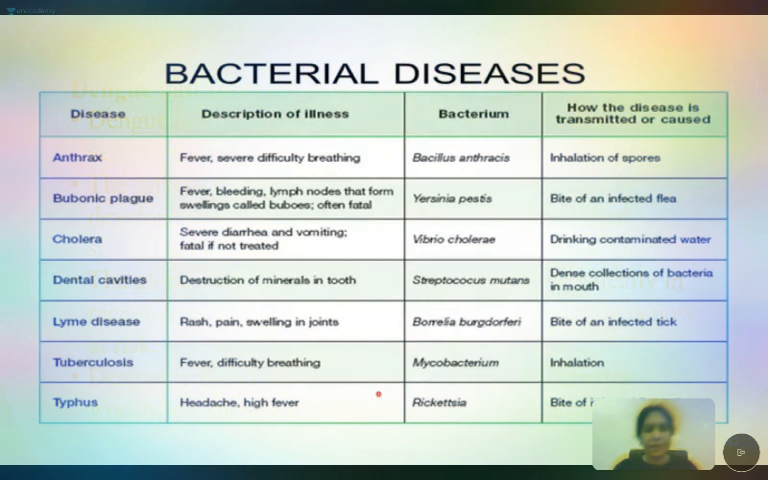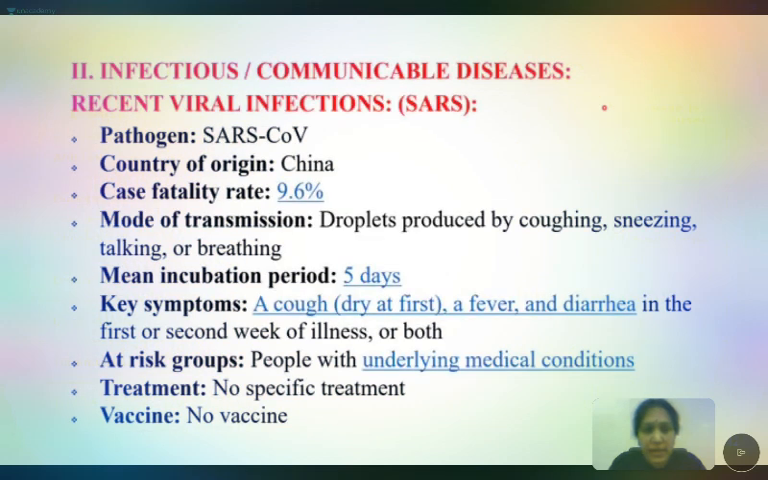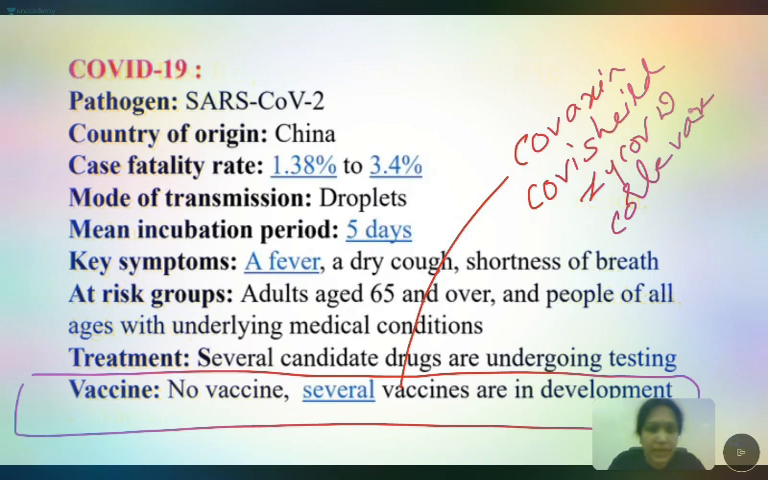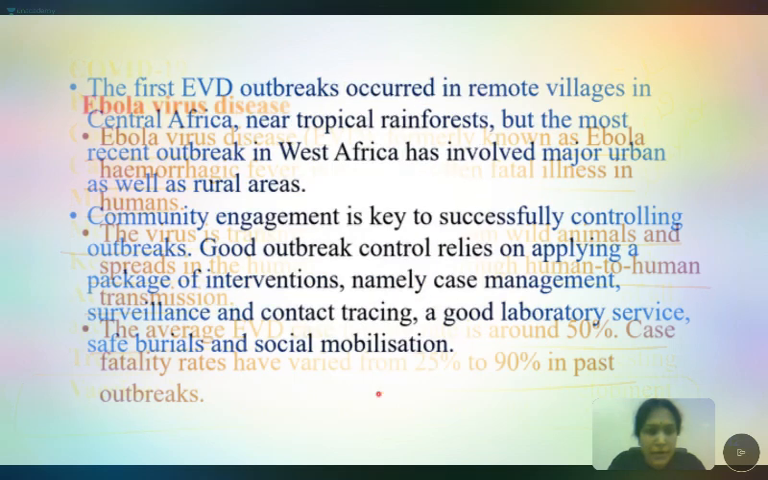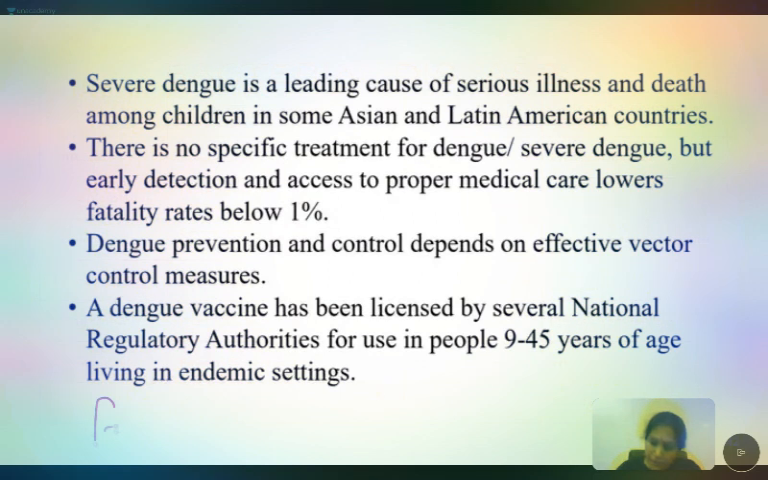So what I have done is I have given a few diseases which have recently been in the news: SARS, MERS, SARS-CoV-2, Zika, Ebola, dengue, etc. Clear for all of you? You can also read about swine flu. So you can also add flus like swine flu, bird flu, etc.